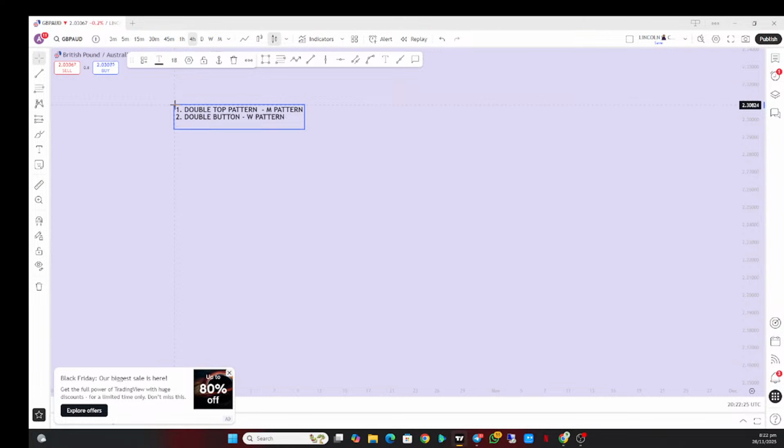And we have one more. I'm going to talk about the head and shoulder pattern. And for the other one, we have the inverse head and shoulder pattern. So let's stick to these four for now, right?